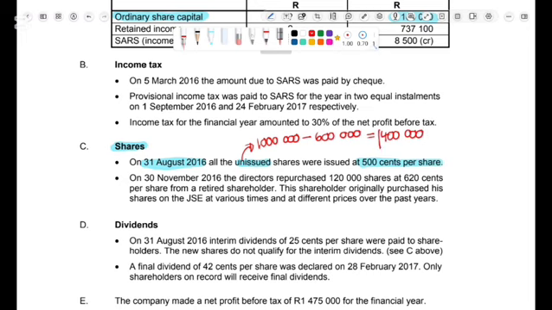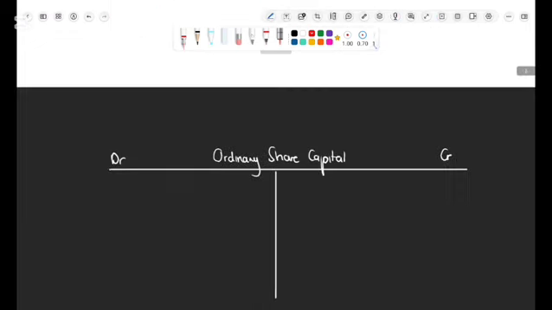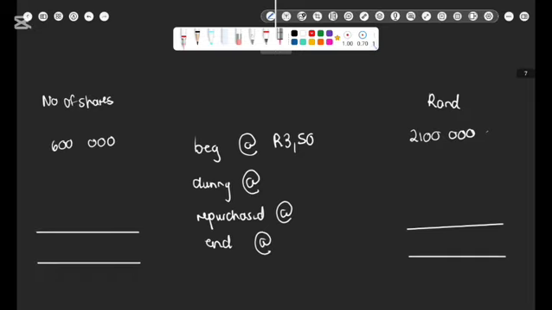So now they're telling us that the 400,000 that is left has now been issued during the year, the 31st of August. So now it's going to be 400,000 over here, and then they said at 500 cents, which is 5 rand, right? So if I say my 400,000 times my 5, that gives me 2 million rands. So in total, I got 2 million rands for these shares.